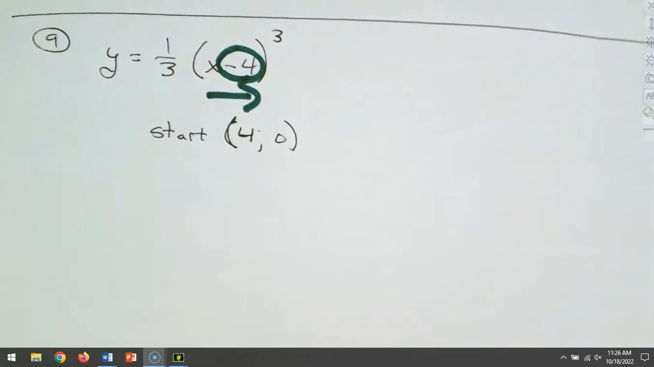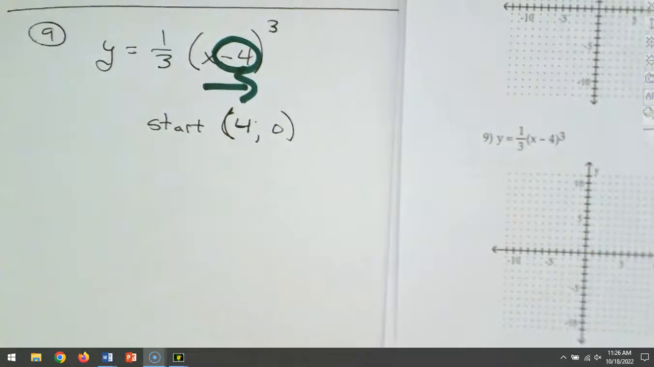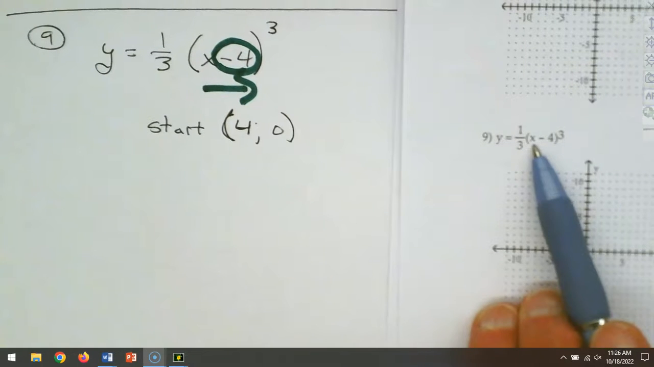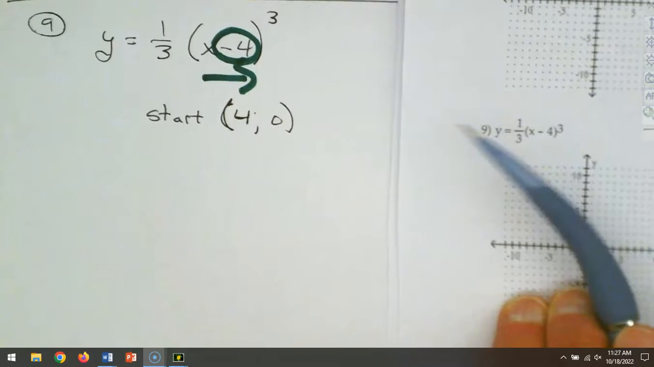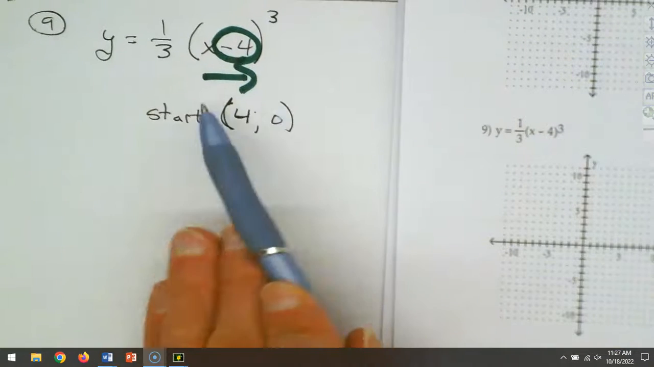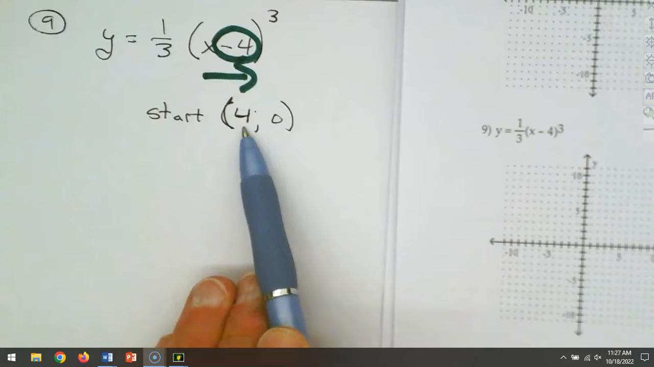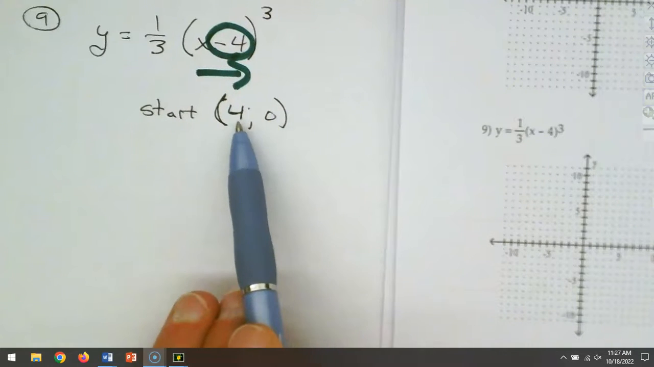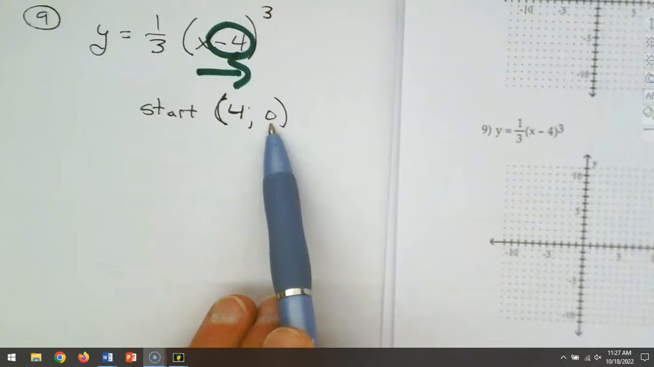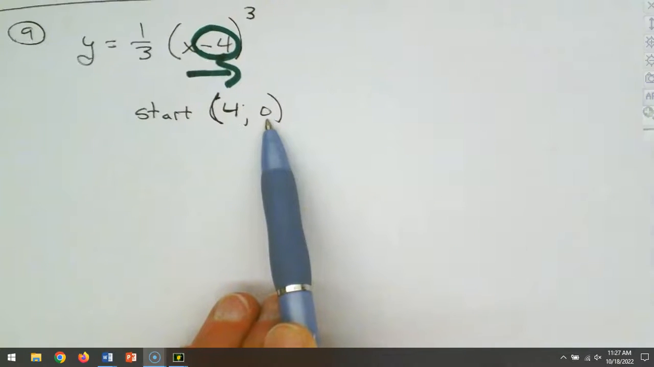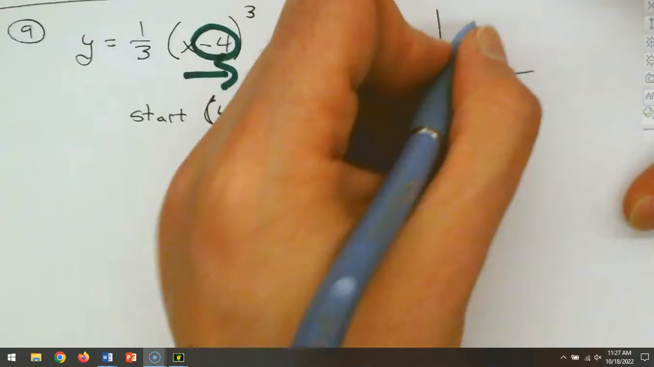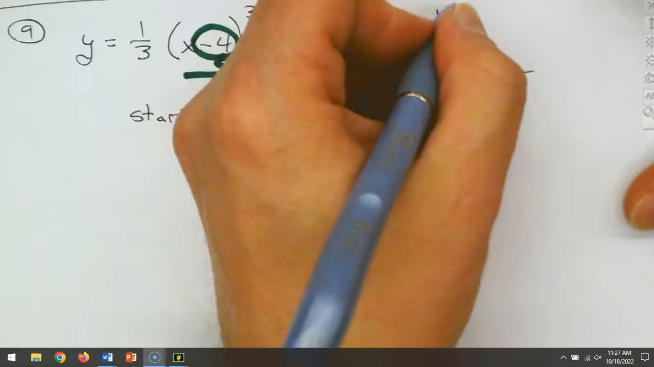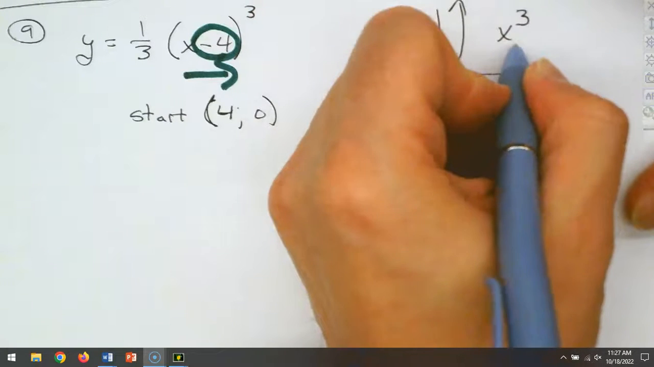Okay, make sure we're on question 9, right? So this negative 4, that's going to move it over to the right. When we move it to the right, we change our sign, so that's going to make it positive 4. And we're not moving it up or down, so that's positive 4, comma 0. Is everyone okay with that? Right? What's the graph going to look like? Yep, looks like that. That's your x cubed.